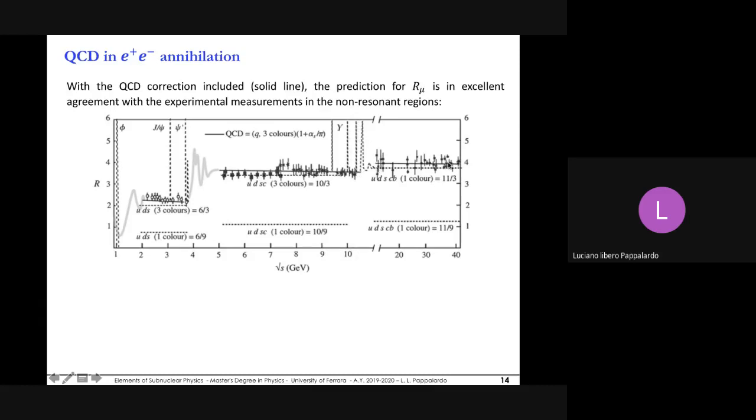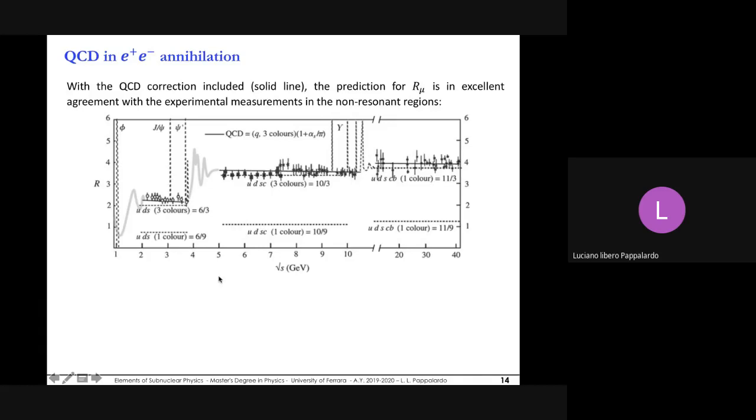And then we have the final step here. In the first step, we just have up, down, and strange quarks. Here we also allow for the charm quark, because we are now above the charmonium, and here we also allow for the bottom quark, because now we are above the bottomonium states.